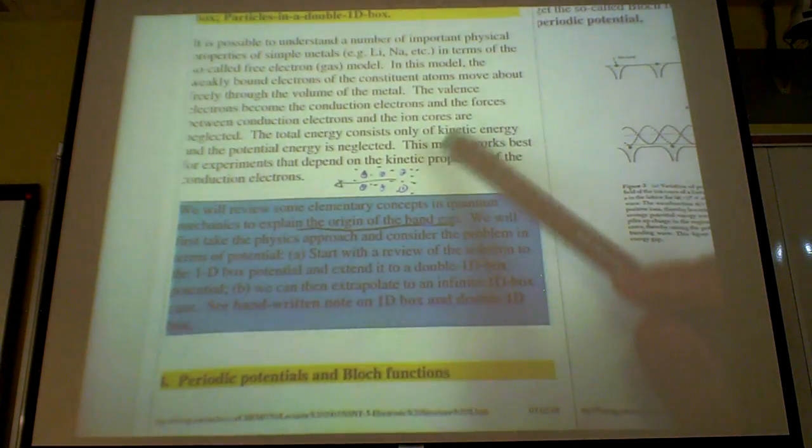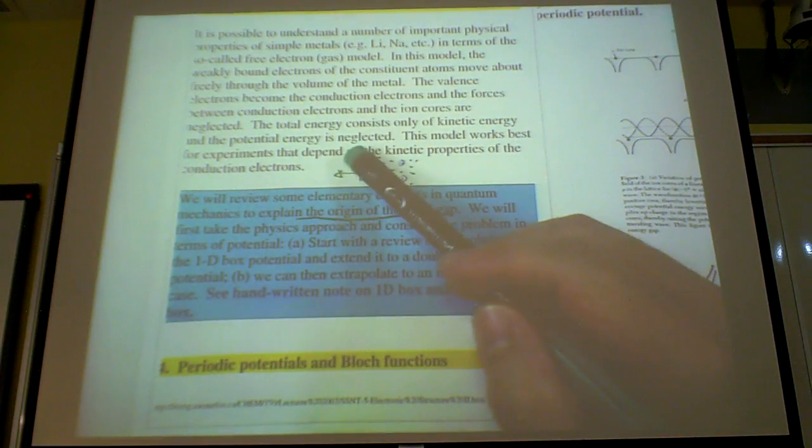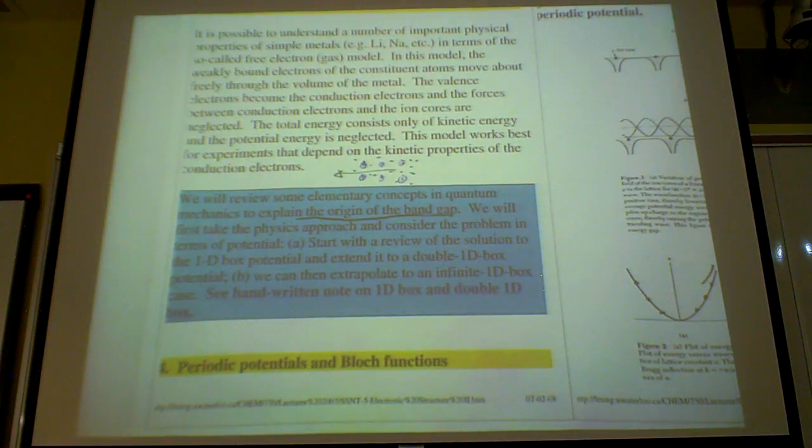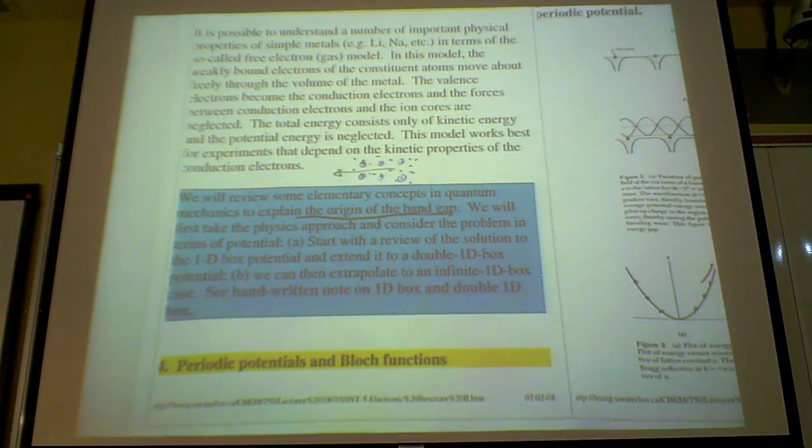So in this case, what does it mean? It means that if you try to calculate the energy of these electrons, you can ignore the potential energy. The potential energy is the electrostatic potential between the electron and the positive core that you got here. You can ignore it, set the potential energy term to 0, and you're just left with the kinetic energy term. And that becomes very easy to solve. And this works for experiments that only depend on kinetic energy.